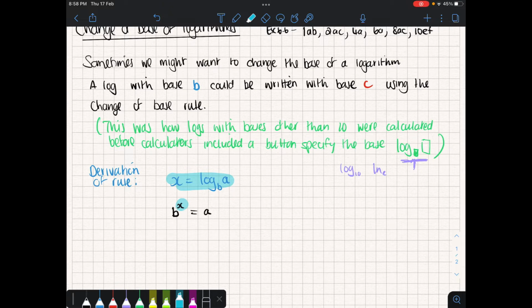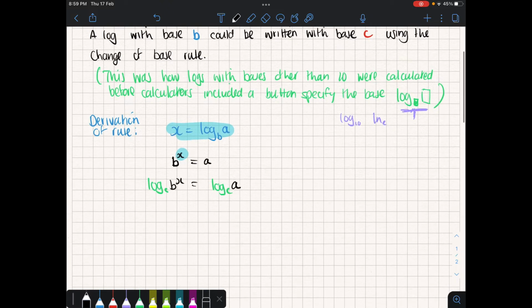So instead of identifying the exponent, the base, and the value and changing it that way, we're going to use that method where we log both sides. Okay, and the nice thing is I can choose whatever base I want because it doesn't matter. So here we're going to log to base c on both sides. Right, and from here the rule is quite simple. Using the power rule, we can bring the x down to the front, and on the other side, nothing magical is happening there.